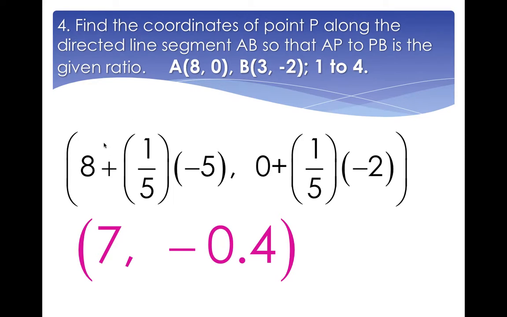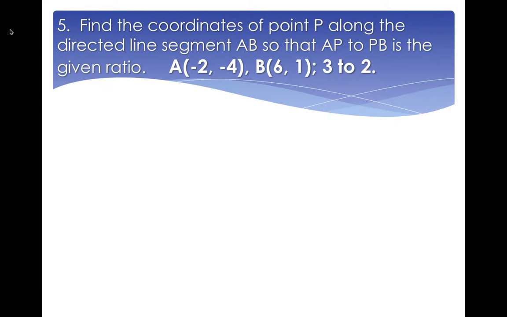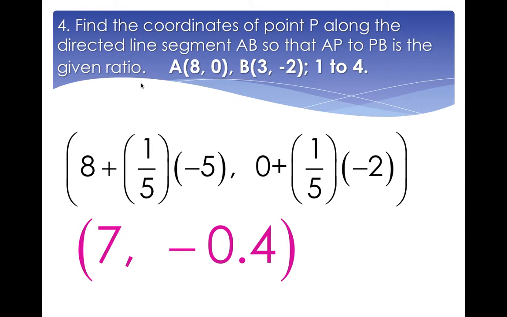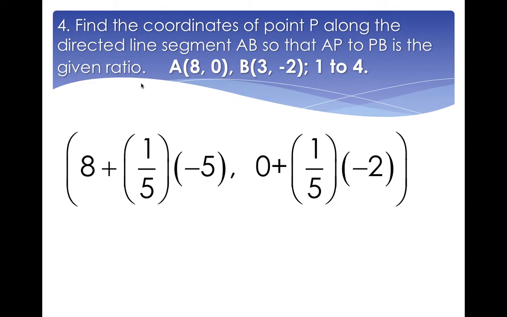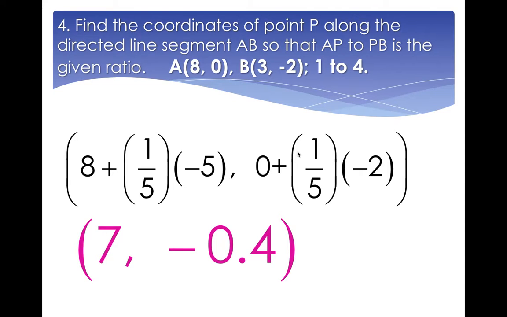So therefore, I just plug in what I have. All right. Once you plug in what you have, you'll notice that once we simplify this, of course, we know order of operations. 1/5 times -5 gives us a -1. And so 8 plus -1 is 7. And right here, 1/5 times -2 is -2/5. And then plus 0 just leaves us with -2/5. And we can actually convert it to a decimal. -2/5 as a decimal comes out to be -0.4.